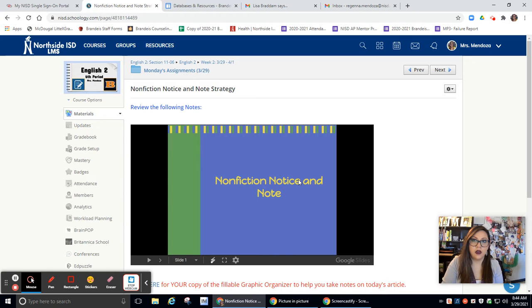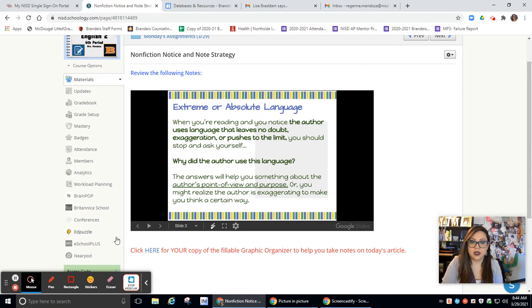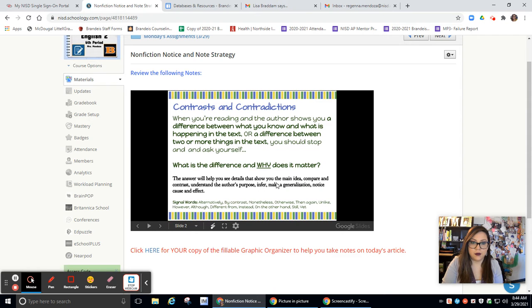It's kind of like the different elements that we talked about at the beginning of the year when we saw numbers and statistics, and we saw definitions, or we saw different things that help us recognize that it is a nonfiction text. So this first section of the notes is contrast and contradictions. And this is where you notice that there's a difference between what you know is happening, or a compare and contrast, or something that's opposite. So you want to ask, what is this difference and why does it matter?